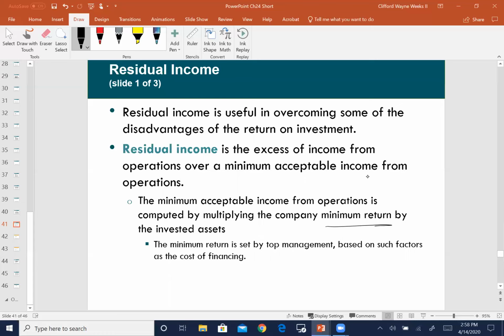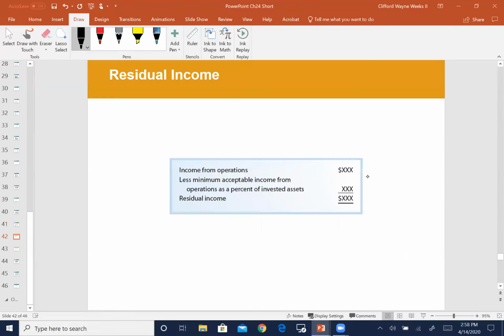If you decide to do the Ferris program and take Finance 322, I'll actually teach you, if I'm your teacher, how to calculate what's referred to as a required rate of return or your weighted average cost of capital. That's what's referred to as the hurdle rate. And so residual income looks like this. Income from operations, subtract a minimum acceptable income from operations as a percentage of the invested assets. That gives you what you have left over to do with whatever you want, or what's left over, or residual.